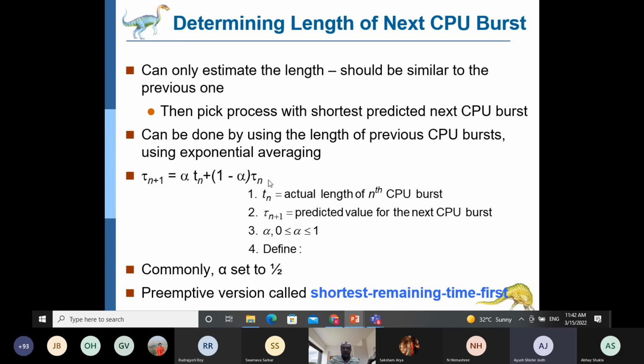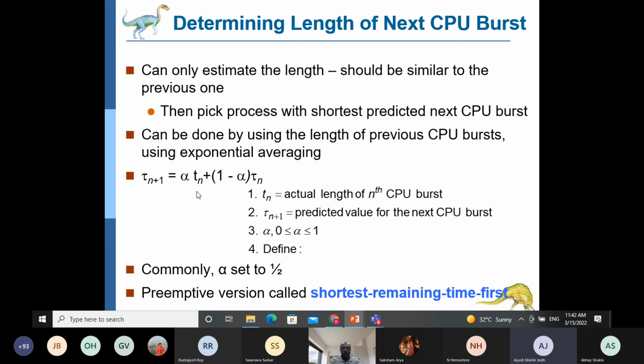Here the predicted component appears to be only one term, but actually it contains the history, because if you expand tau of n, it is nothing but t of n minus 1 plus tau of n minus 1. And again, tau of n minus 1, if you expand, you will get further. So likewise, this is nothing but history, whereas this other term is the actual one.